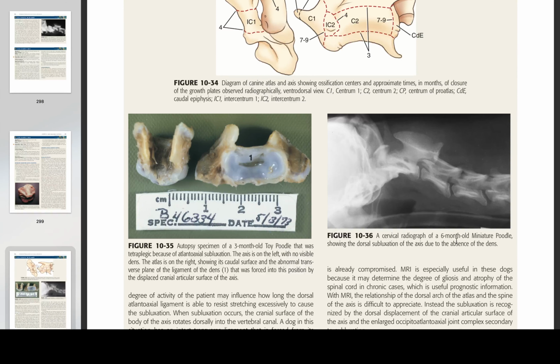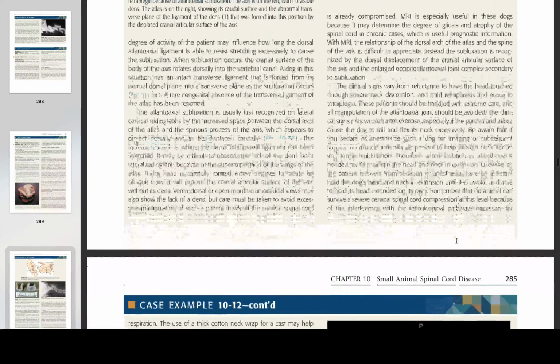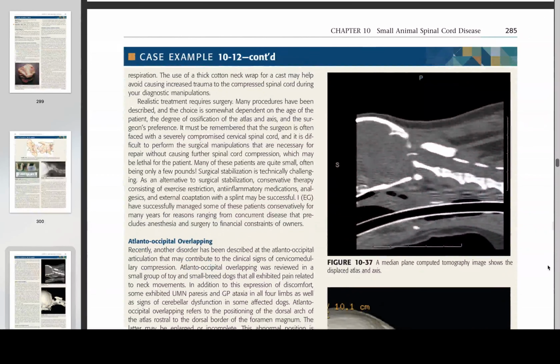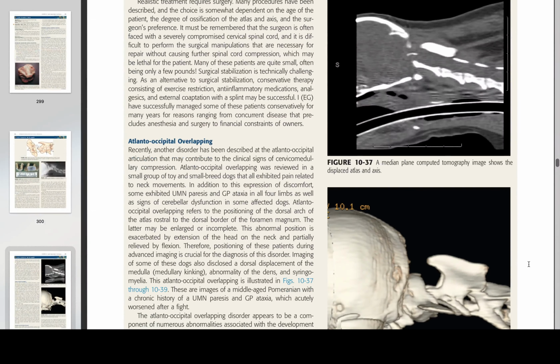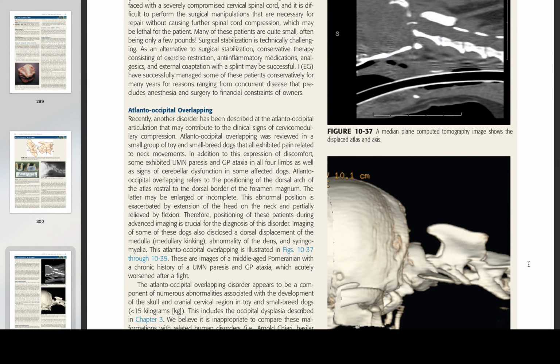The clinical signs of a subluxation usually occur between 6 and 18 months of age, but occasionally later. The loss of the dens may precede the subluxation by a considerable period if the dense connective tissue of the dorsal atlantoaxial ligament resists the instability between the atlas and axis. This delay would be much less likely if the cartilaginous centrum 1 failed to develop a dens at birth. The degree of activity of the patient may influence how long the dorsal atlantoaxial ligament is able to resist stretching excessively to cause the subluxation.